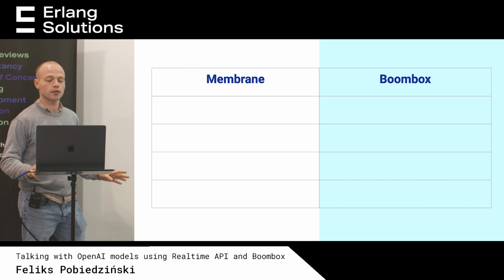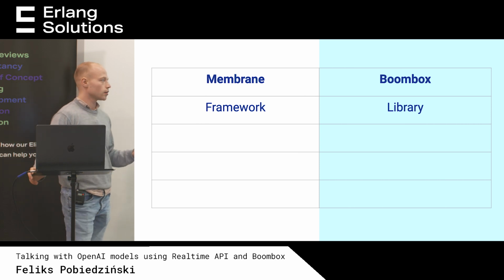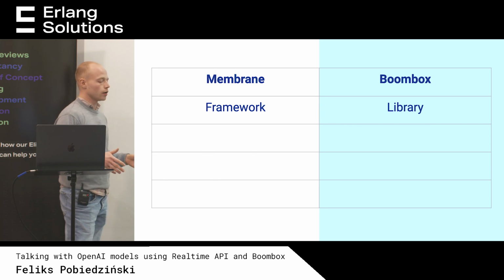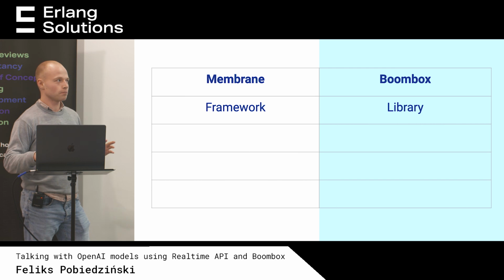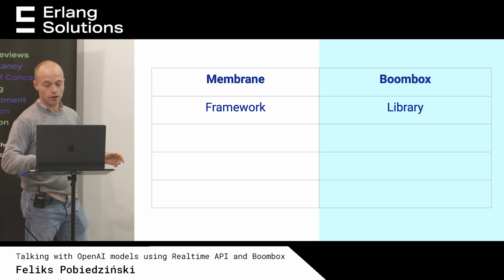What are the main differences between Membrane and Boombox? While Membrane is a framework, Boombox is a library. When you use Membrane, you have to provide your functions, your implementations to the framework, so the framework will be able to execute them. But Boombox gives you the functions, so your code executes Boombox functions. The arrow of the dependency is pointed in the opposite direction.